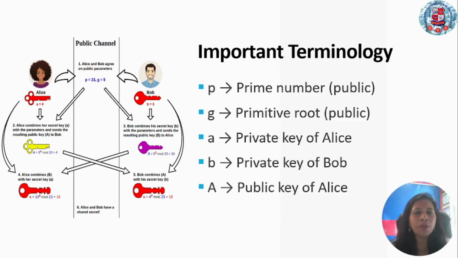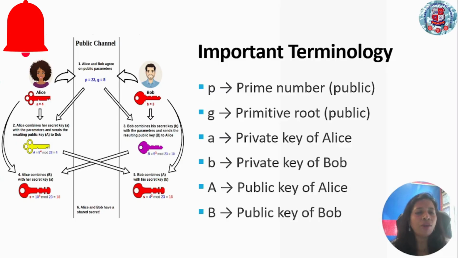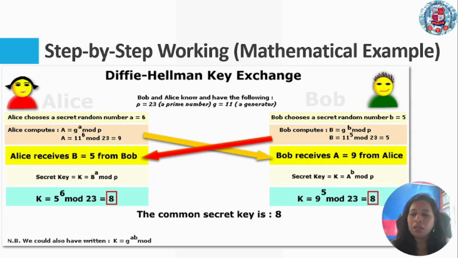On the basis of these values P, G, a and b, the public key of Alice is generated, denoted by capital A, and the public key of Bob is generated, denoted by capital B. Let us take a small example to understand this. Suppose there are two users, Bob and Alice, and both agree publicly on P equal to 23, which is a prime number, and G equal to 11, that is a generator.